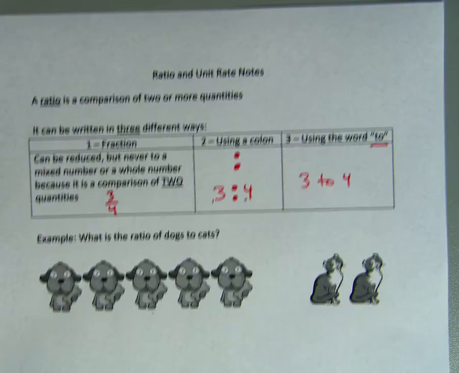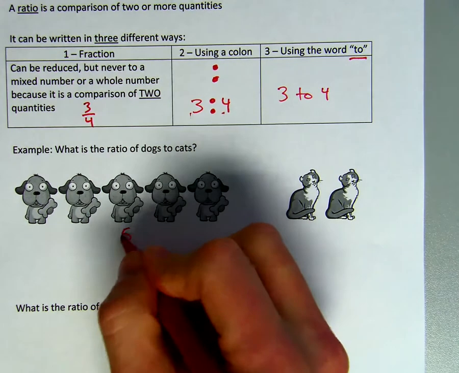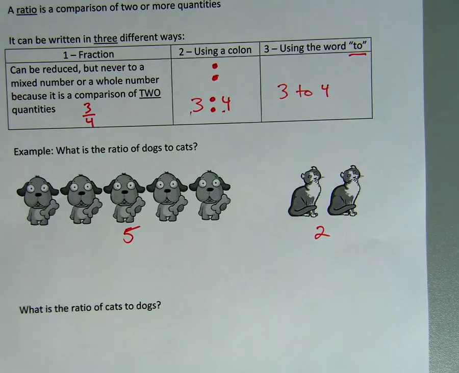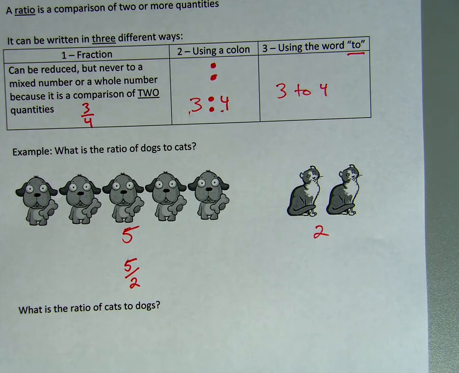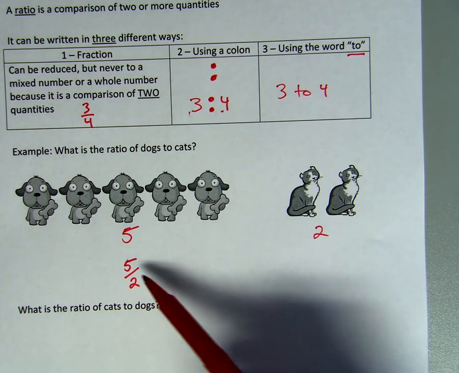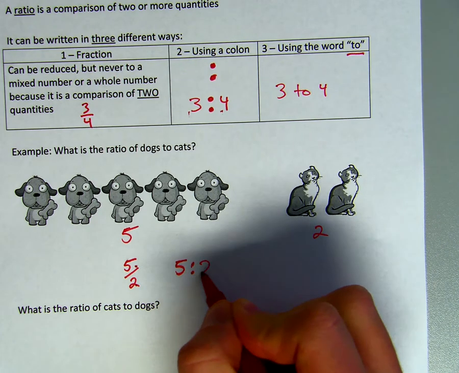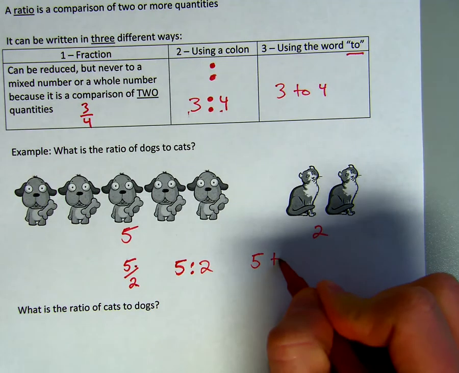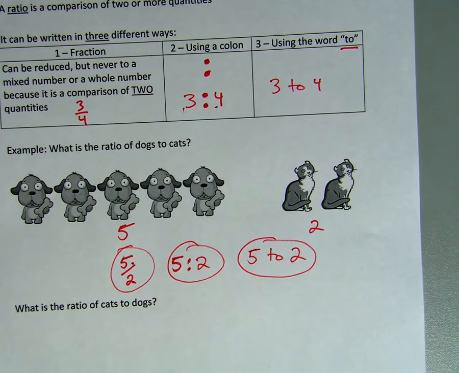So if we go ahead and give it a picture here, we say, what is the ratio of dogs to cats? We have 5 dogs, 2 cats. We write it in a fraction form, 5 over 2. Again, we do not reduce this to a mixed number or whole number. If I were to reduce 5 over 2, it would be 2.5. If I reduce it to 2.5, I'm really not comparing anything anymore. So I want to keep it in a fraction form that I'm comparing 5 dogs to 2 cats. If I did it in colon form, 5 colon 2. Or in word form, 5 to 2. So those are the 3 different ways that I can write my ratio.